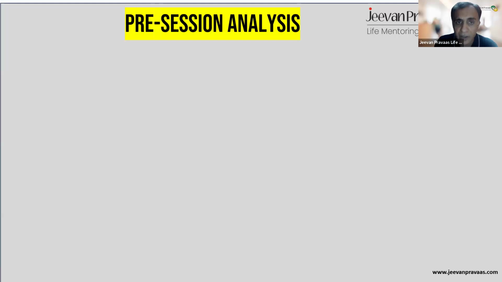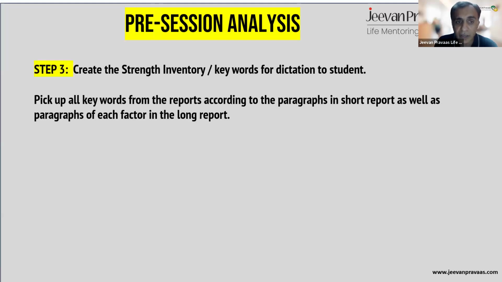Then you will create the strength inventory. You'll pick up all the keywords according to the paragraph, underline them, and write them down. So you'll have 30 to 40 keywords which you can dictate to the student. So that's the next step.